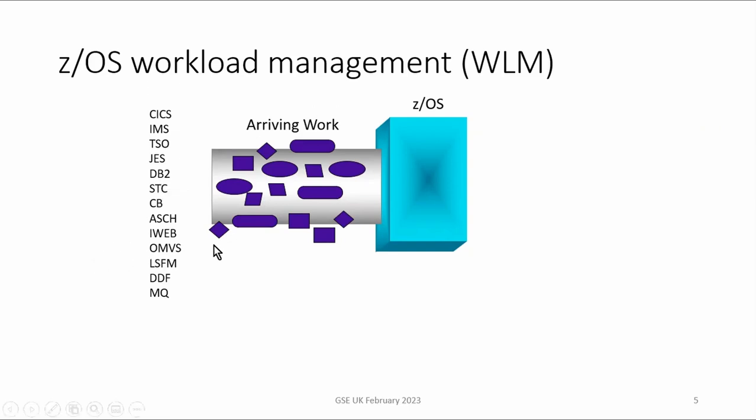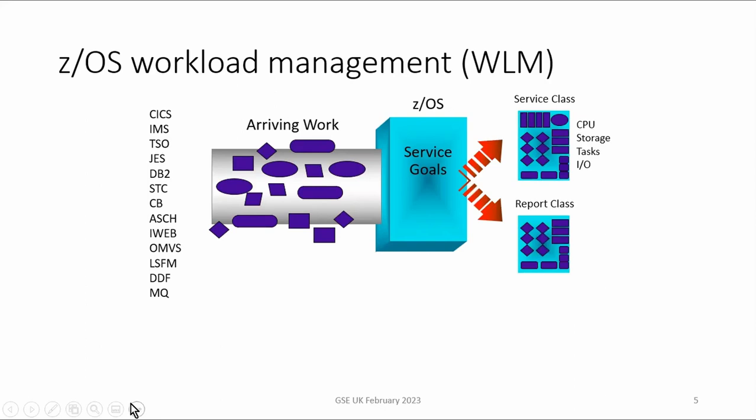So this list of work is what WLM looks at, and then WLM will apply service goals. So someone, a WLM administrator, is going to define goals. As the work comes in, the goals are applied to the different kinds of work, and the work will be set into service classes. And the service class determines how the work runs. By that, I mean it determines whether or not WLM gives them additional resources: CPU, storage, tasks, or IO. Those are the four things that WLM will control in getting the work to meet its goals.